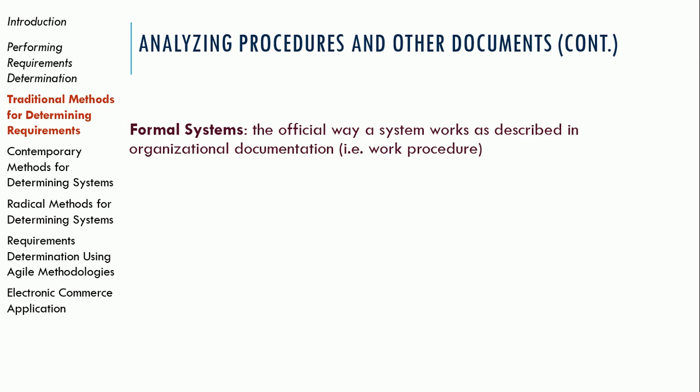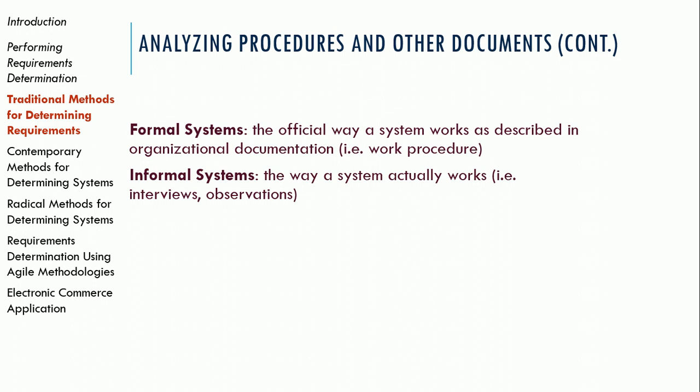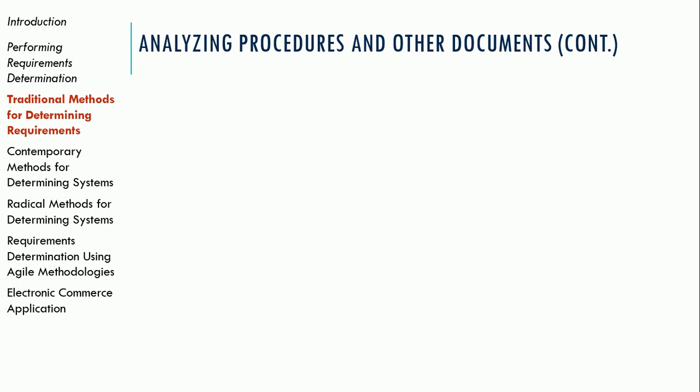Basically, documentation is formal systems. So formal systems is the way the system is supposed to officially work, right? Where informal systems is how the system actually works, which may not be the same, right? So your interviews and your observations are going to show you informal systems, the way that the system actually works or has evolved to work over time. Whereas doing this document analysis is going to show you the formal systems or how it's supposed to work. So the other thing we could look at is business forms.